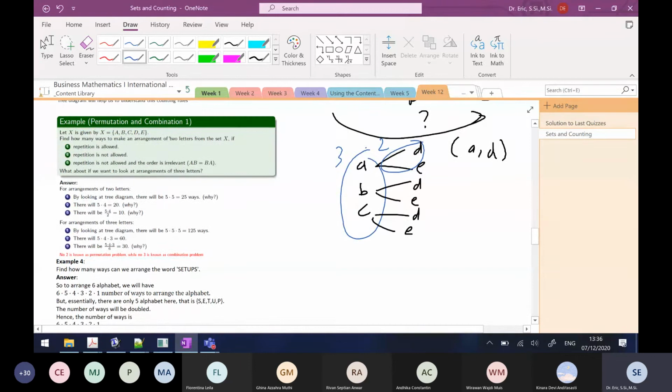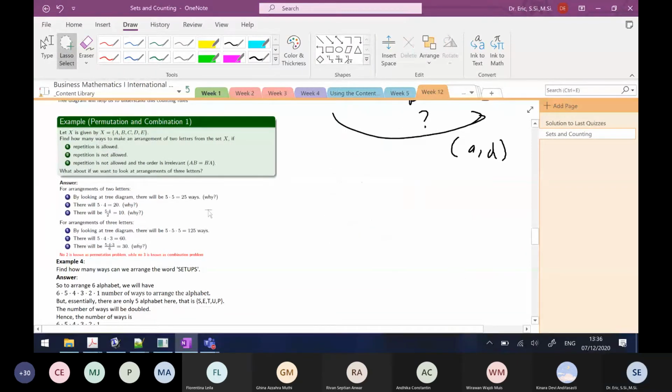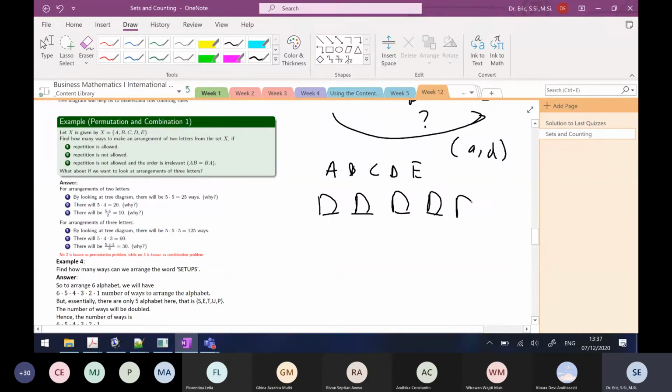And this is what we usually have for the question. Let X be given by A, B, C, D, E. Find how many ways to make an arrangement of 2 letters from the set X if repetition is allowed. If repetition is allowed. Okay, so I have A, B, C, D, E.